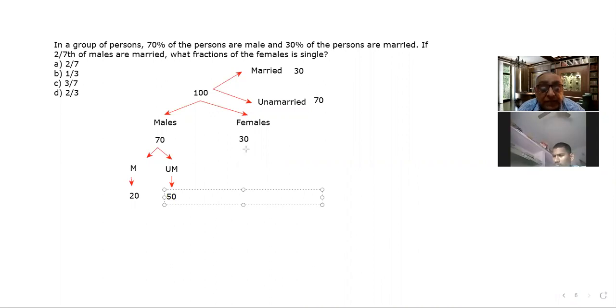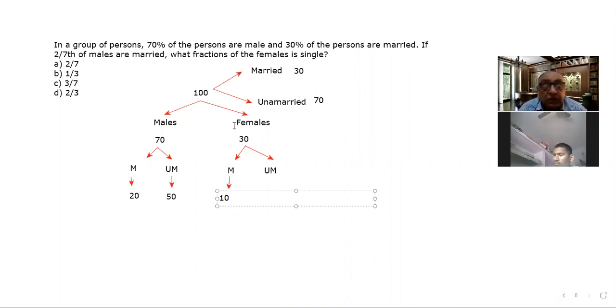And out of the females, let us see, because some of the females are married and some of the females are not married. Let us write it this way: married, and the second is unmarried. So now the point is, how many females are married? See, total married persons are 30. Out of the total 30 married persons, 20 are males who are married. And it means the married females are 10.